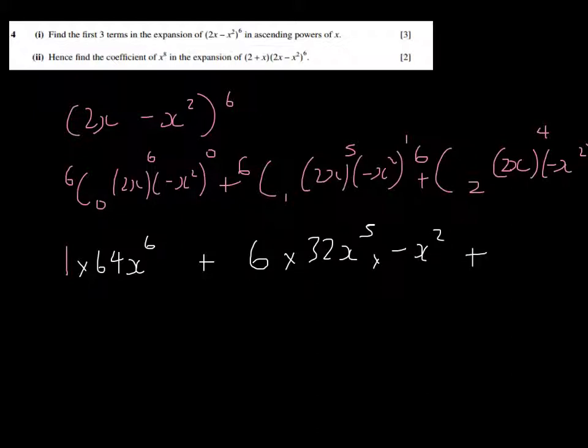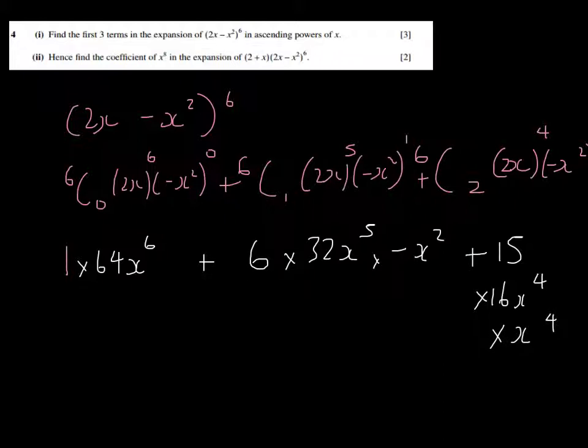And then the last term is 6C2, which is 15. I'm going to run out of space again. Okay, so 2x to the power of 4. 2 to the power of 4 is 16, so that's times 16, and x to the power of 4. And negative x squared to the power of 2 is going to be negative 1 to the power of 2, which is 1, and x squared to the power of 2, which is x to the power of 4. So that's going to be times x to the power of 4.